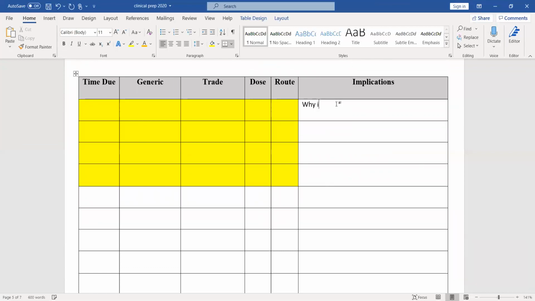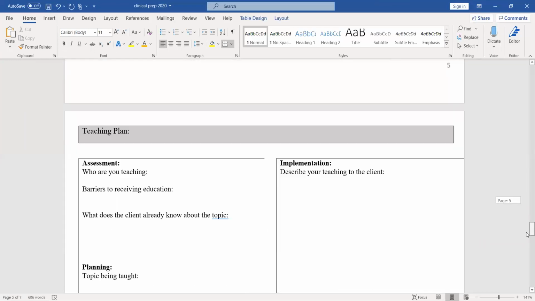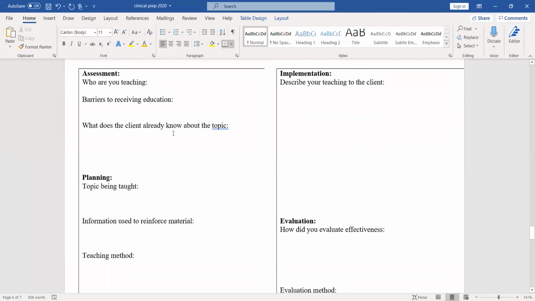So why is this patient on this? Why is the patient on this medication? Is it for blood pressure control? Is it a vitamin? Is it a supplement? Is this a bronchodilator because they have asthma or bronchitis? Medication page, pretty straightforward. Moving on to the teaching plan.